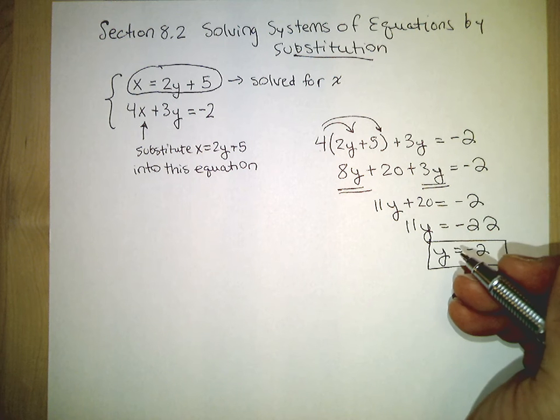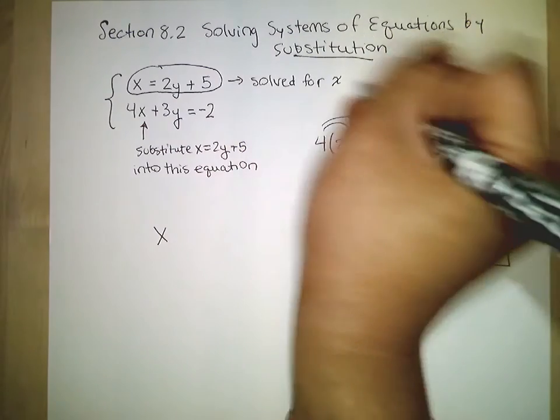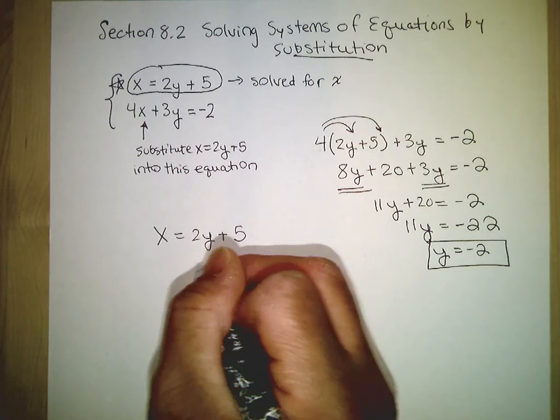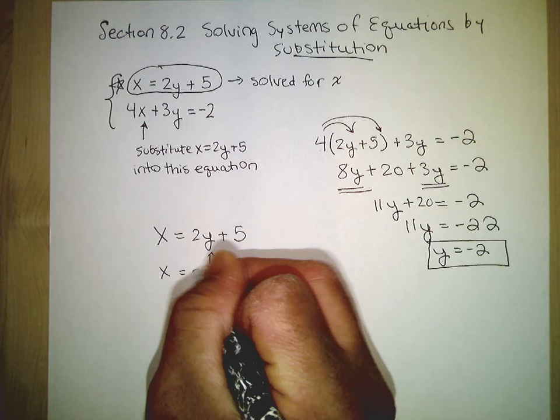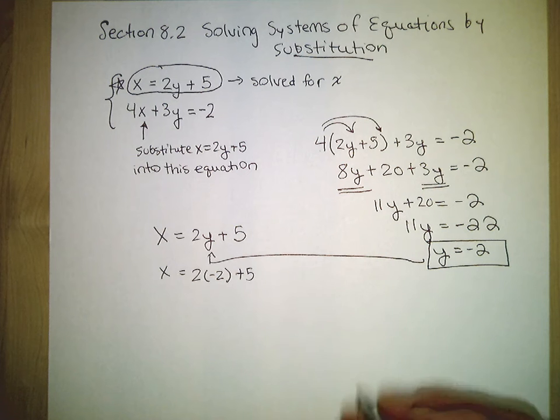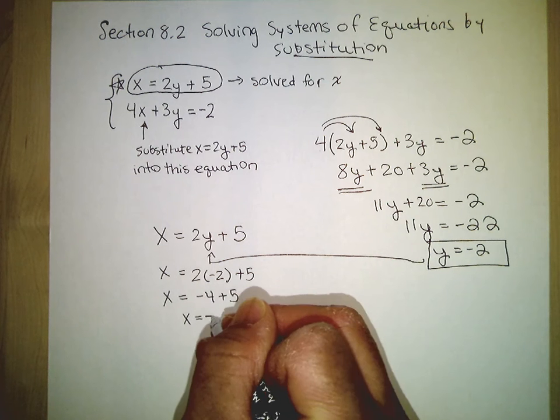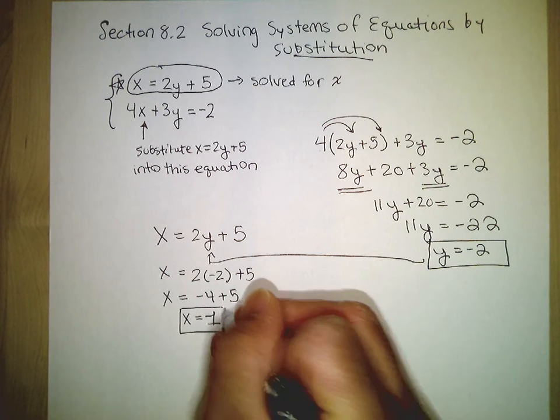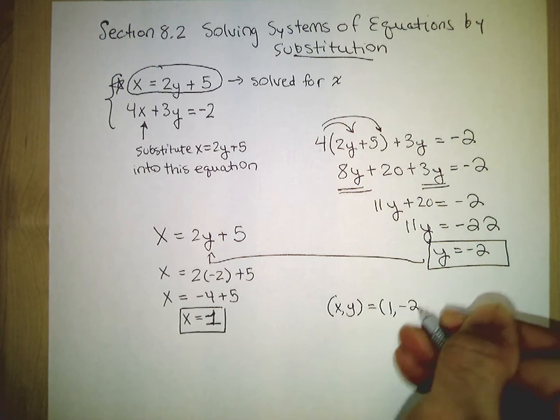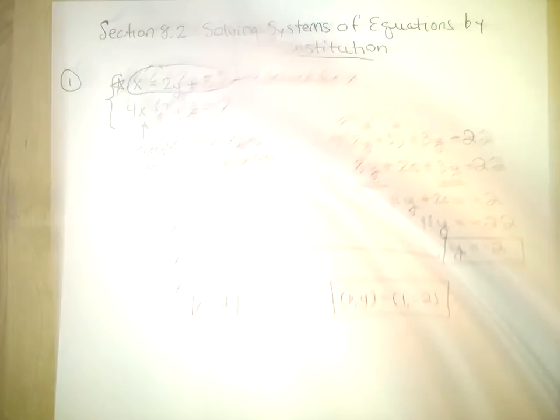But if the problem asks you for x, then you would substitute that y equals negative 2 back into this equation right here, x is 2y plus 5, to figure out what x is. So x is 2 times negative 2 plus 5. Remember that y was negative 2, and then x will be negative 4 plus 5, or x is 1. So there is the solution: (x, y) is (1, negative 2), and we didn't have to graph both of the lines. So that was, again, one of the examples.